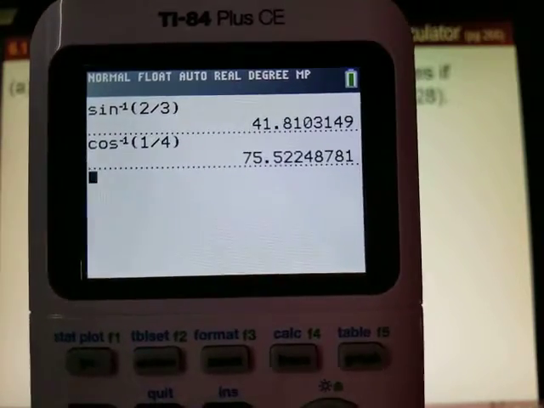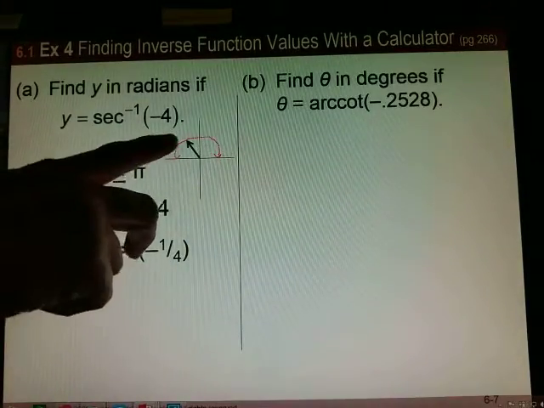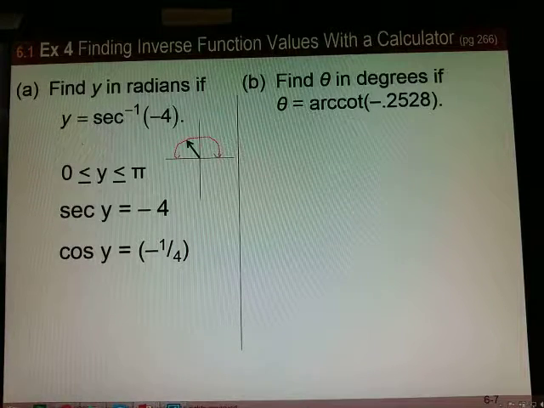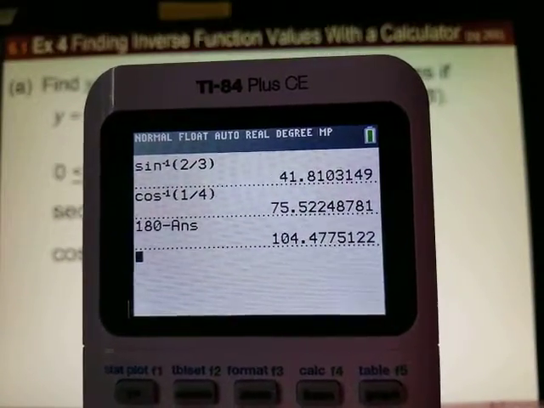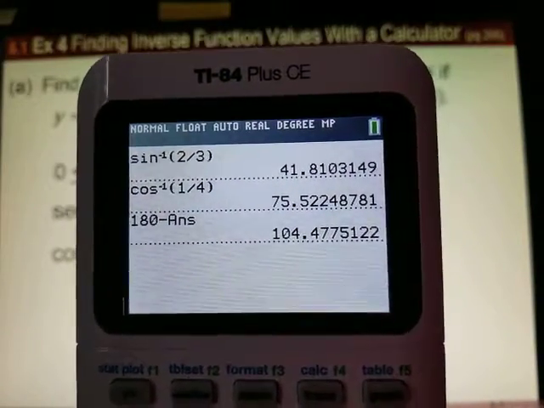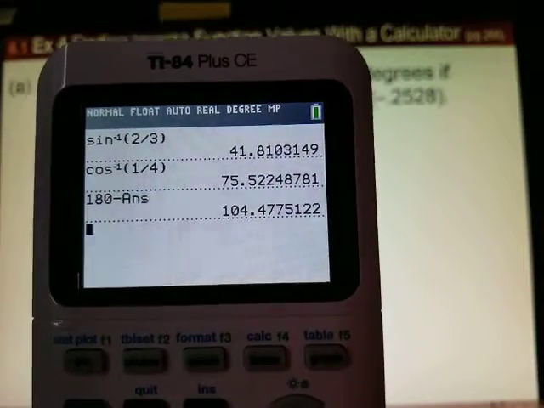Now my angle measures 75.5224 degrees. But I want the angle over here in quadrant 2, so I'm going to have to take 180 minus that reference angle. Now I know that my angle is at 104.4775 degrees. Then we want to convert this to radians.